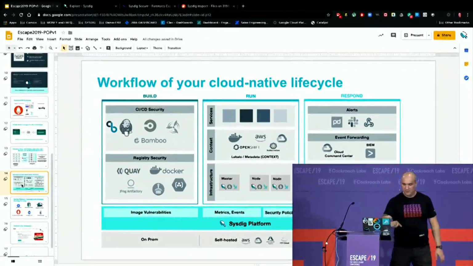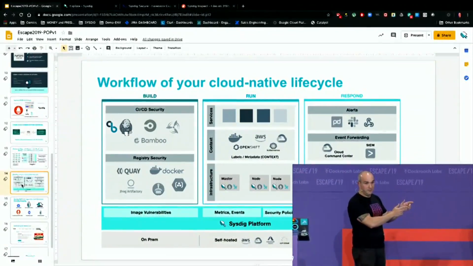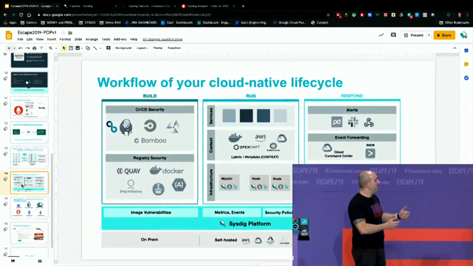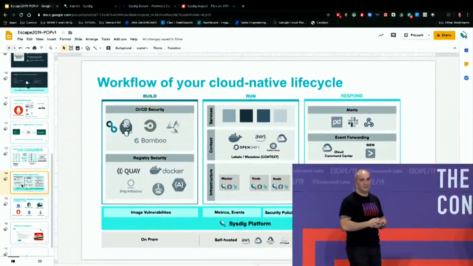So you see here, it can be on-prem, self-hosted, meaning you can do it within a VPC of your own choosing, and then SaaS, right? So we can do it for you. So it's all stored there.